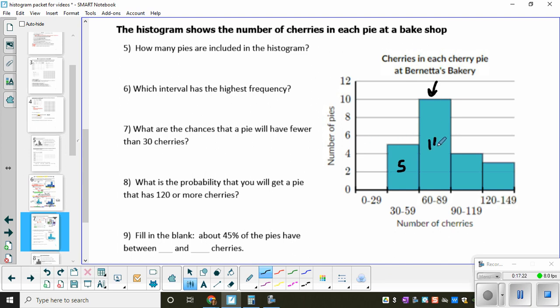We said that there were 10, so that's 15 so far. 15 plus these 4 is going to be 19, and then 19 plus these 3 is going to be 22. So 22 pies included in the bakery example. Now, if we ask which interval has the highest frequency, remember highest frequency just basically means the mode, it's the tallest bar, so 60 to 89.